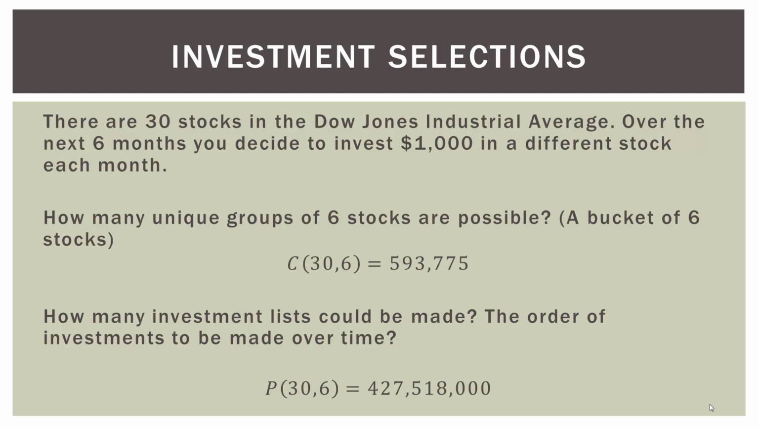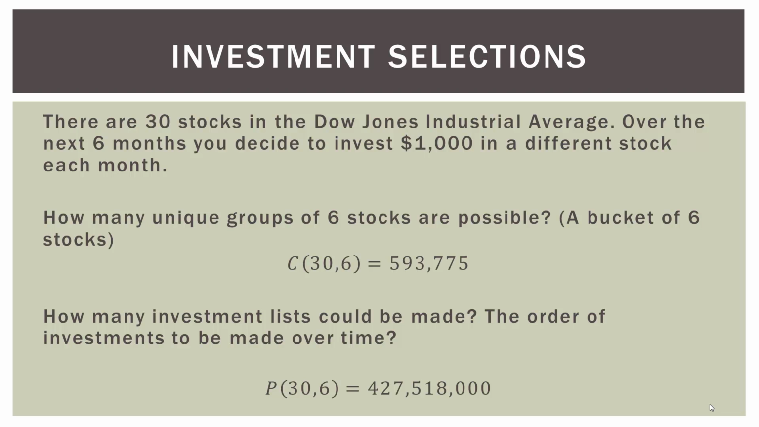Now look at that number. That is massive. That is 427,518,000 different ordered lists of 6 stocks out of 30. It's just tremendous. But that's what it is.